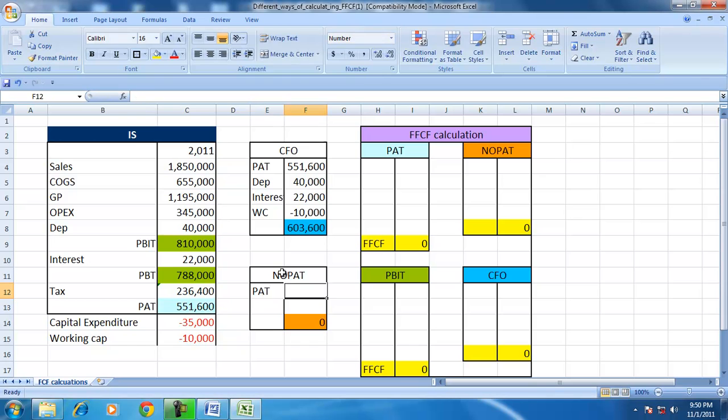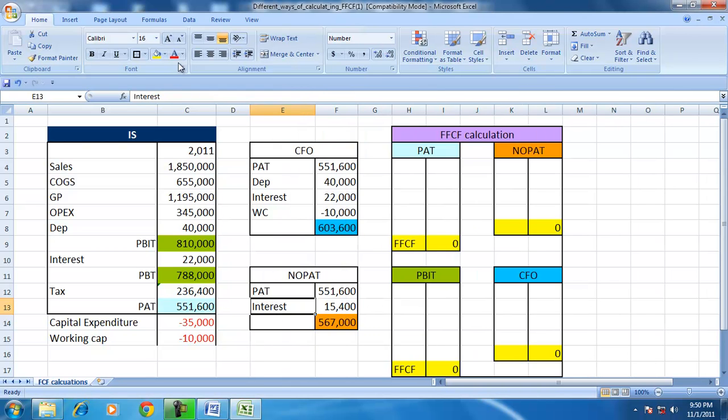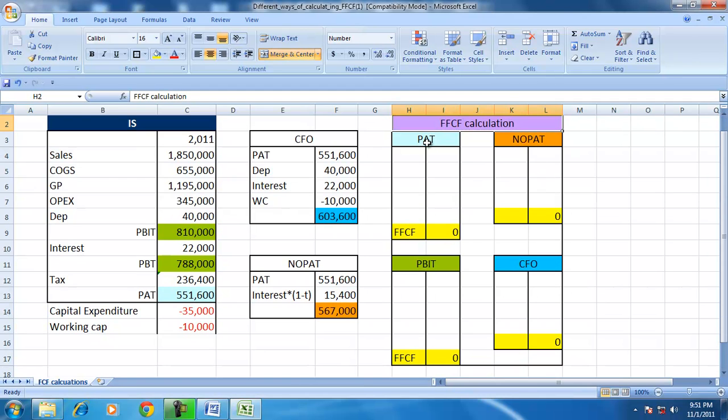Net operating profit after tax, NOPAT, is PAT plus interest net of tax, so interest into 1 minus T, that is interest into 0.70, which is 15,400. Now we'll calculate the free cash flows for the firm. Free cash flows can be computed from the PAT or PBIT or NOPAT or CFO.